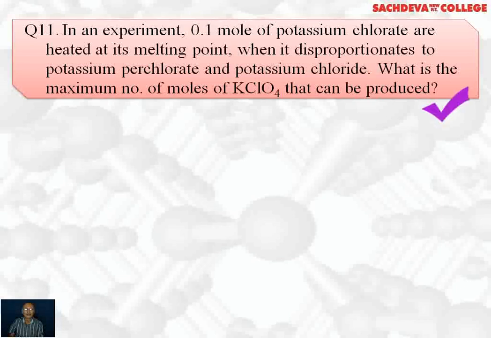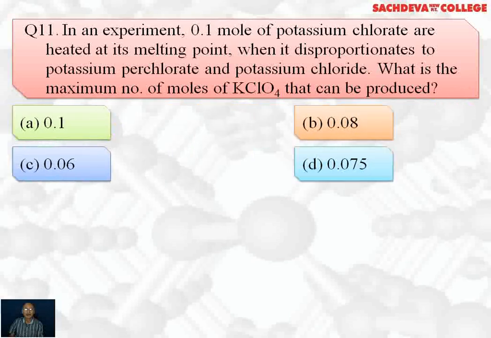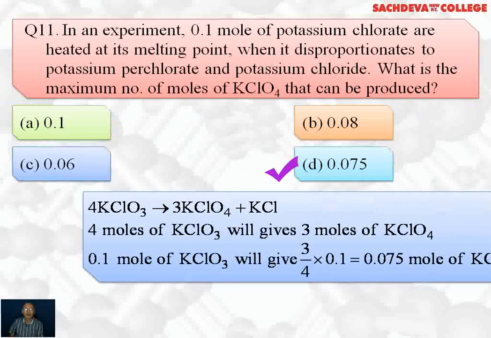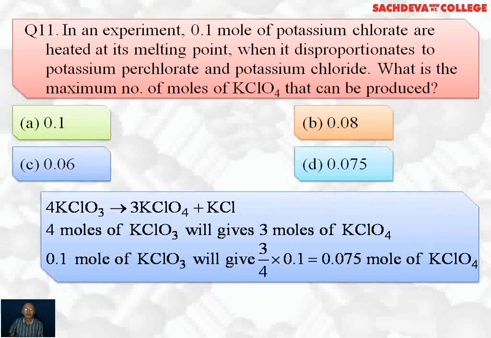Next question, in an experiment, 0.1 mole of potassium chlorate is heated at its melting point when it disproportionates to potassium perchlorate and potassium chloride. What is the maximum number of moles of KClO4 that can be produced? 0.1, 0.08, 0.06, 0.075.